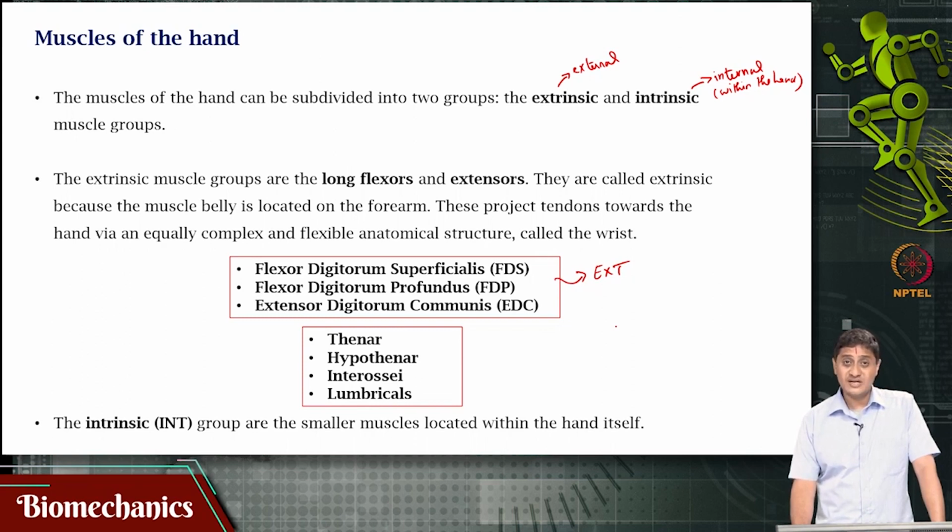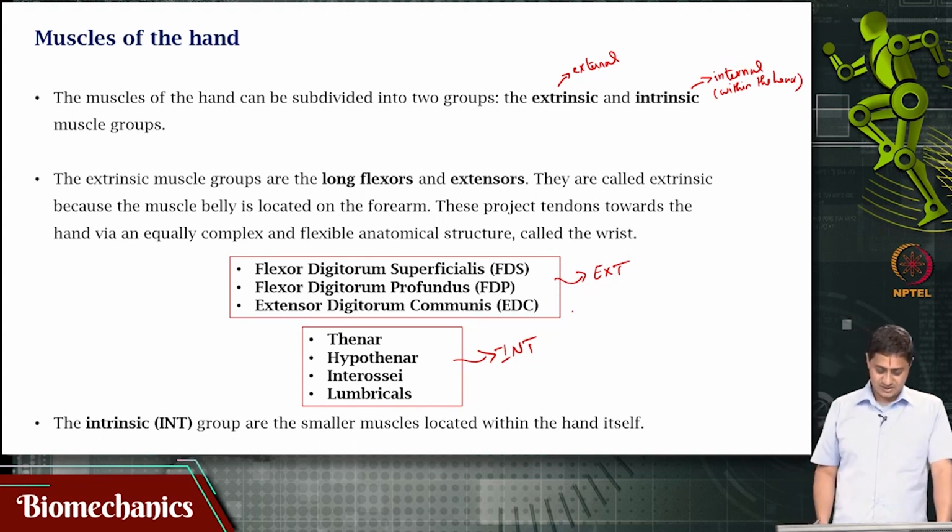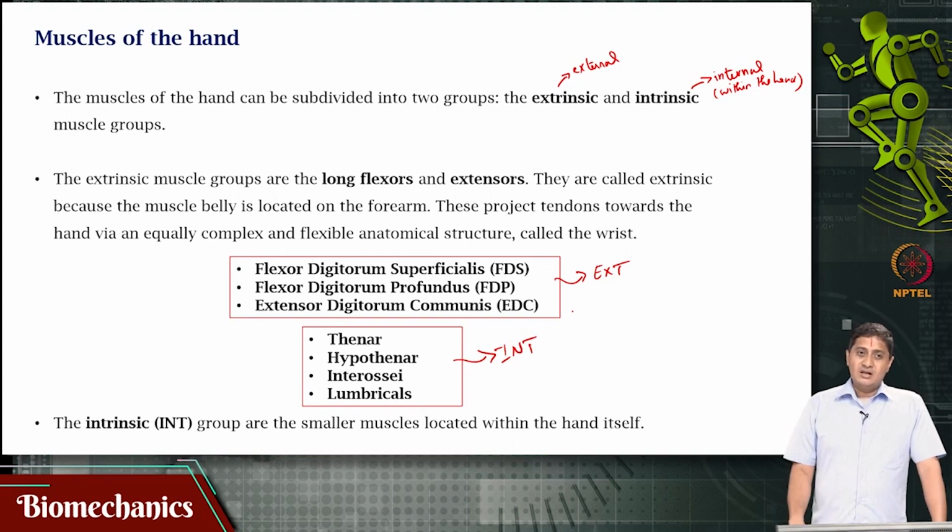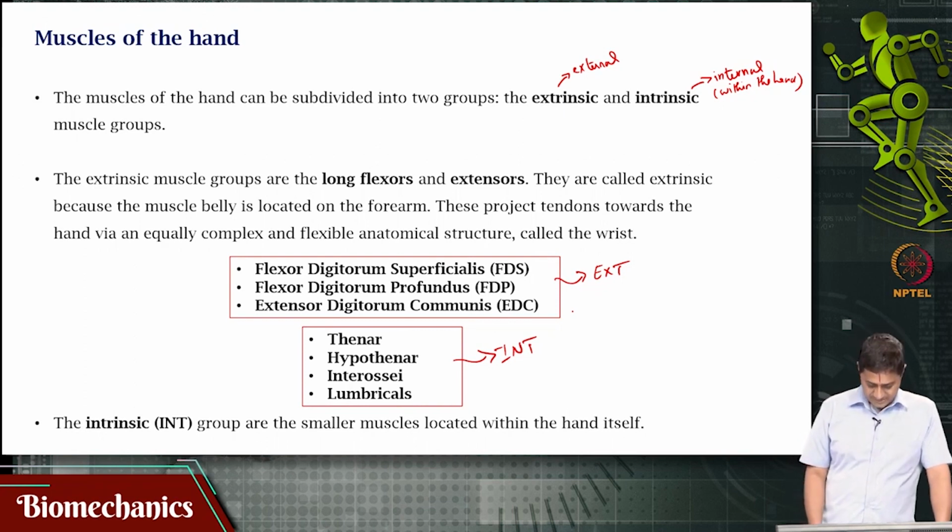Then those muscles whose bellies are found within the hand and whose tendons are also within the hand are the intrinsic muscles: thenar muscles, hypothenar muscles, interossei and lumbricals. These are small, but their contribution cannot be underestimated. They are small muscles, but they may have a crucial role in providing this extra amount of dexterity and finesse to the functions of the human hand.